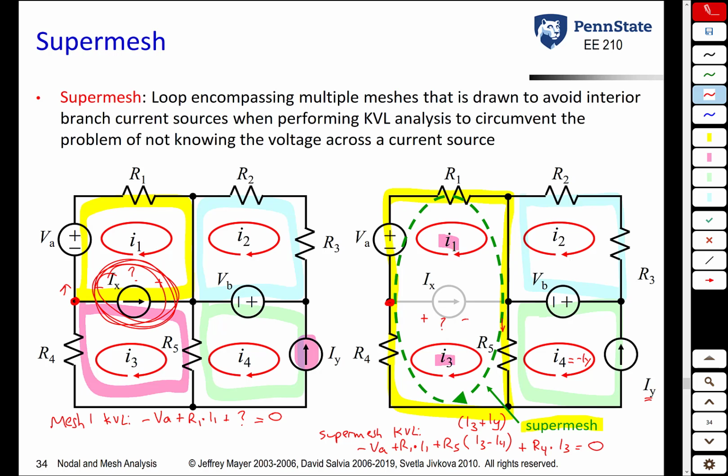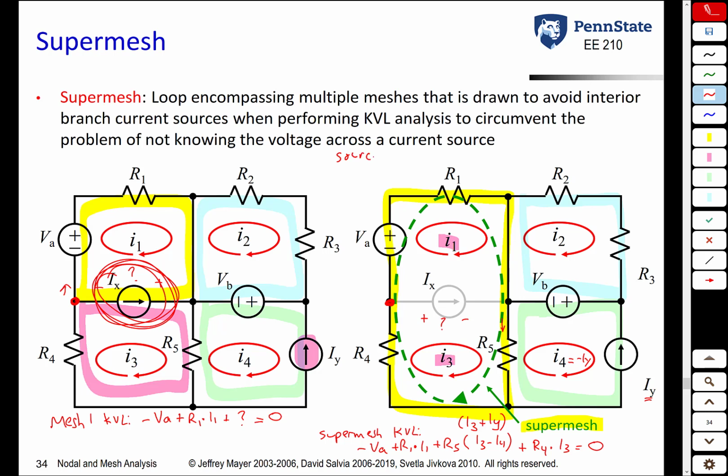The problem with using the supermesh is just like when we used a super node, here we have two different meshes, the I1 mesh and the I3 mesh, but we only get one equation out of it. So you get one equation and two unknowns. How do we get our second equation? And that's going to be our source equation.